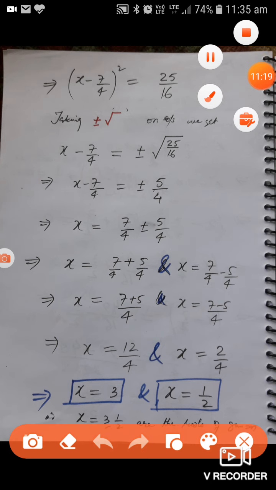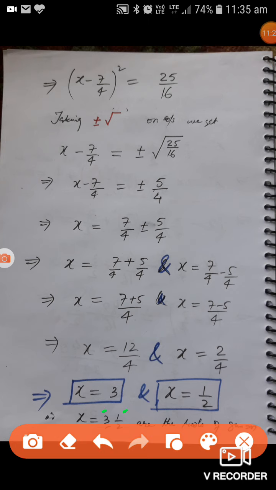One is 3 and the other is 1/2. So these are the roots of the given equation. In this way we have solved our equation by the method of completing the square and found its roots, that is, one root is 3 and the other is 1/2.